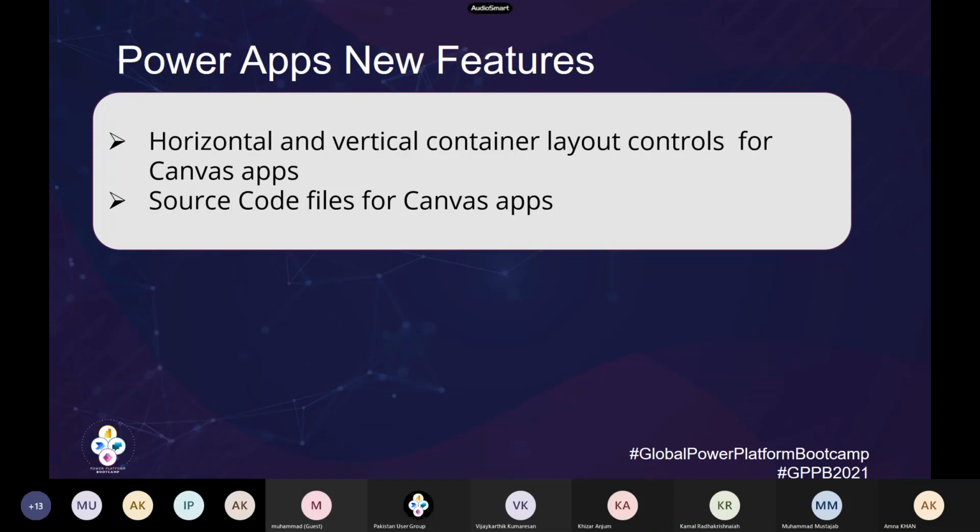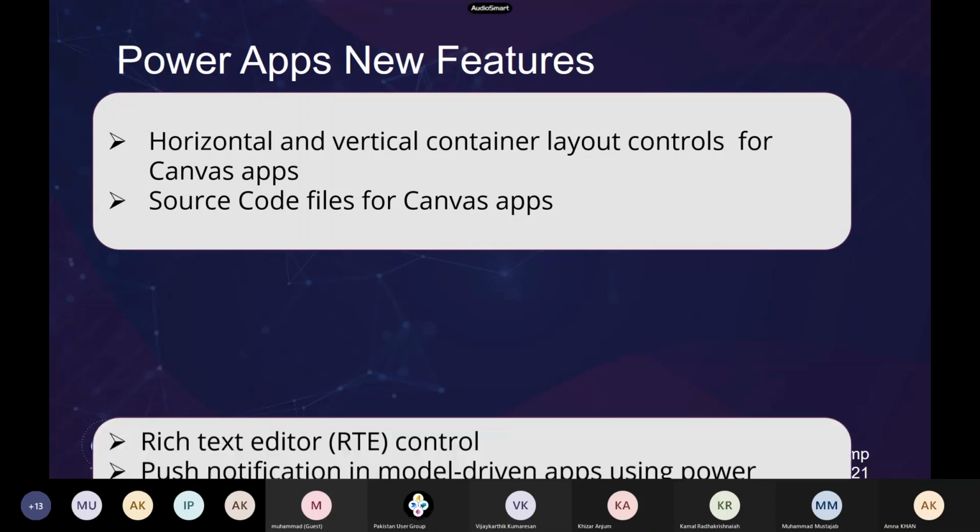horizontal and vertical layout control for Canvas app. Then we have source code file for Canvas app. This is the one that we will discuss today in detail because this is something very exciting. Just imagine anything that we have in our Power Apps, we want to change it, and we can do that using our source control. It is something very cool. So by using this feature of source code file for Canvas app, we can achieve this goal.